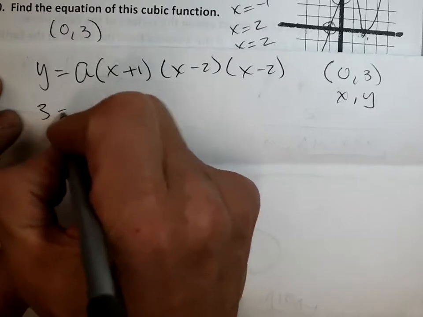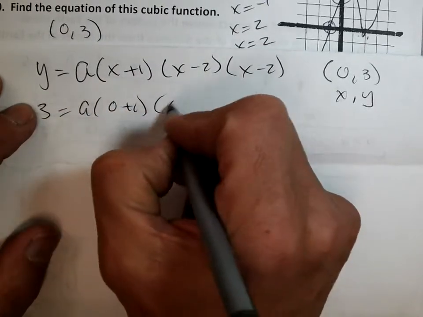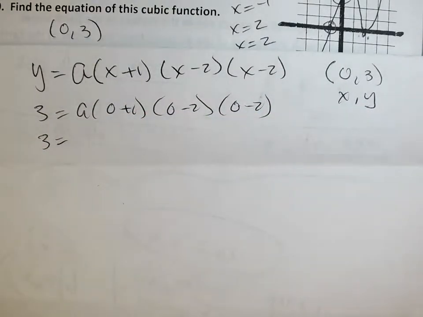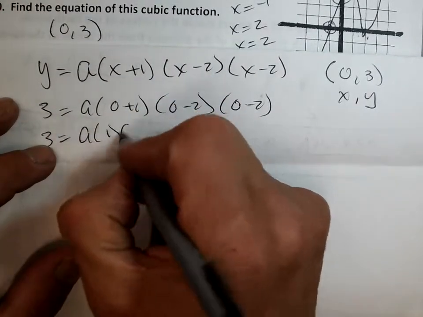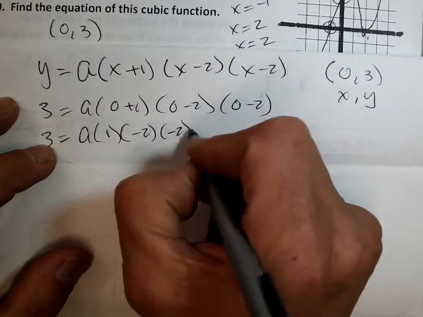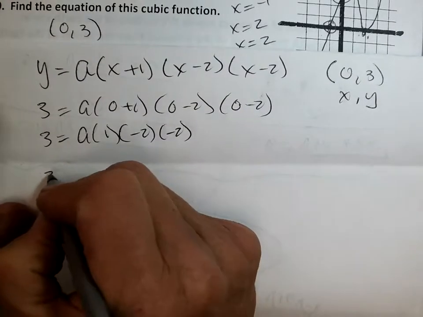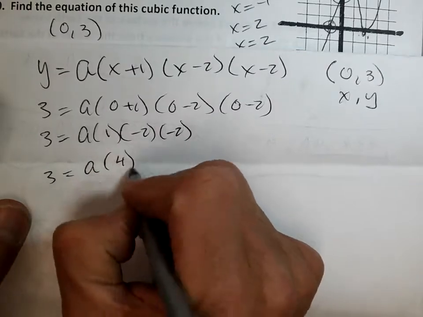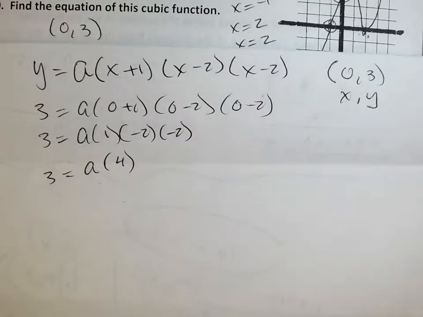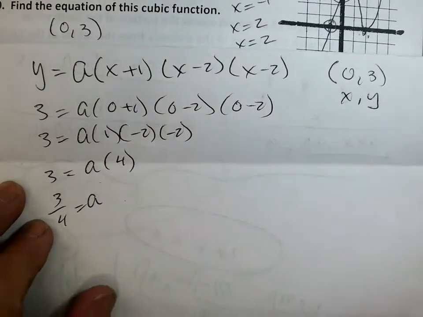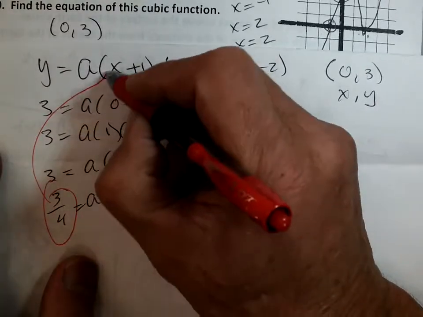So I go 3 equals a times 0 plus 1 times the 0 minus 2 times the 0 minus 2, right? Just plug in 0 for all my x's. I plugged in my 3 for my y's. I'll have a times 1 times -2 times -2. That's a positive 4, right? So I'll have 3 equals a times a positive 4. Divide, and I get a is 3/4, right? So here's my answer, and I will rewrite it. If that's the a, then that really is going to go right there.